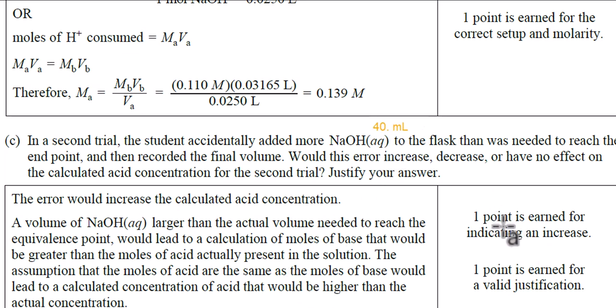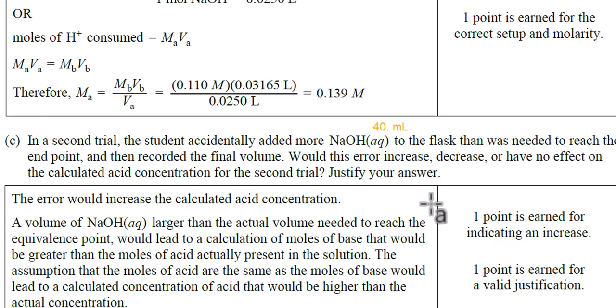Now, don't forget, you have to have a direct answer to the question. You can't just show your justification. Even if you showed what the concentration would be with 40 mLs of sodium hydroxide, if you did not directly say the error would increase the calculated acid concentration, you have to say the error would increase the acid concentration, period. You need that for this point.